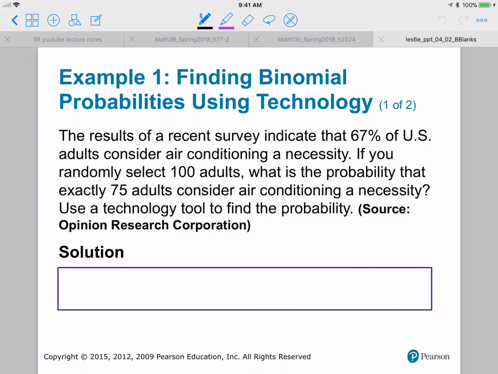Okay, now we're finally getting to an example. Here's another example where we're going to use binomial probabilities. We're going to use technology to find binomial probabilities. I'm going to give you a moment to verify that this is a binomial experiment. And as a result of that, you should be able to tell me N. You should tell me P.